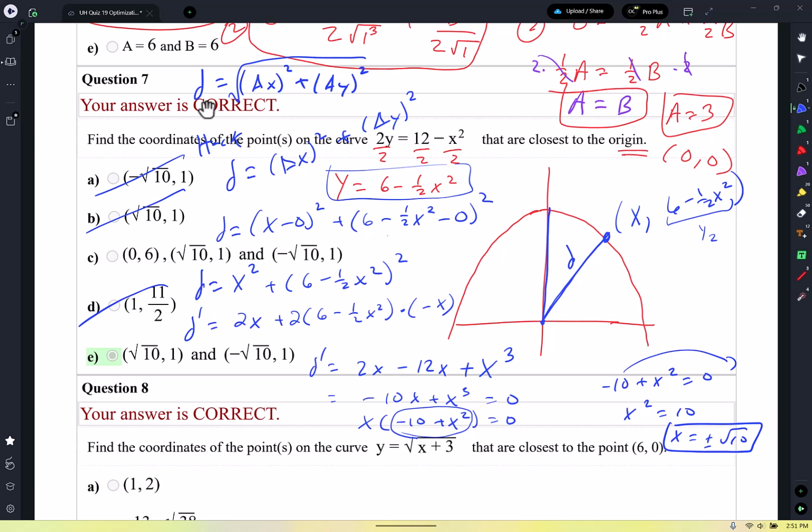2 times 6. Right here. You can combine these if you want, miss, to make it easier. 2x, 6 minus 1 half x squared, and then distribute like that, if you think that's easier. Well, negative, I guess. You're right. I don't know why I had it.